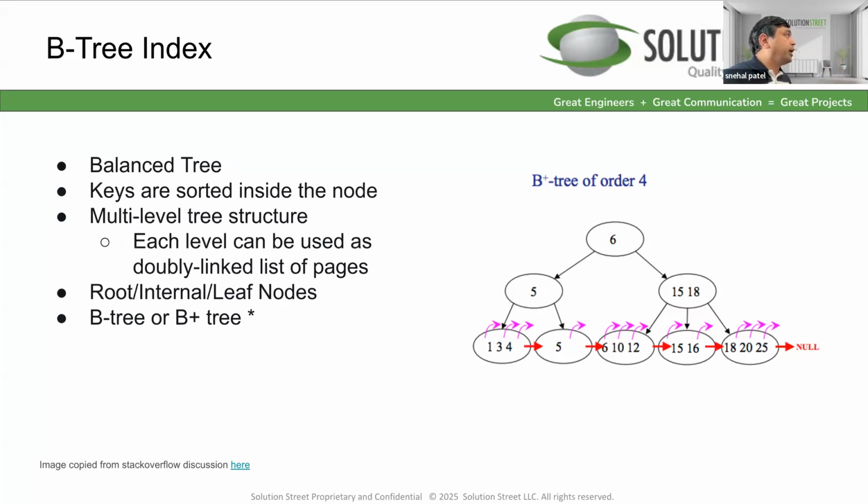Once the lower bound is located, all we have to do is follow the pointer link. It's a doubly linked list of pages. So we'll go to the next page, and again the search is performed until the upper bound is found. We'll reach the node which has the value 16. It will also go to the next node, where it will find that 18 is greater than the upper bound, so it will stop there. So this is how the range query is answered efficiently.